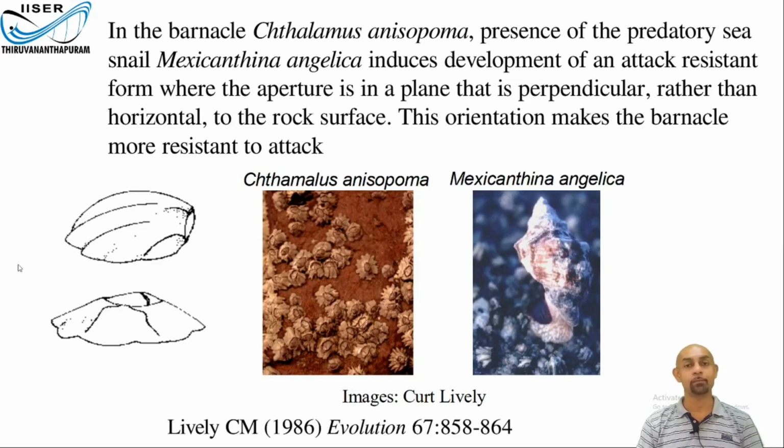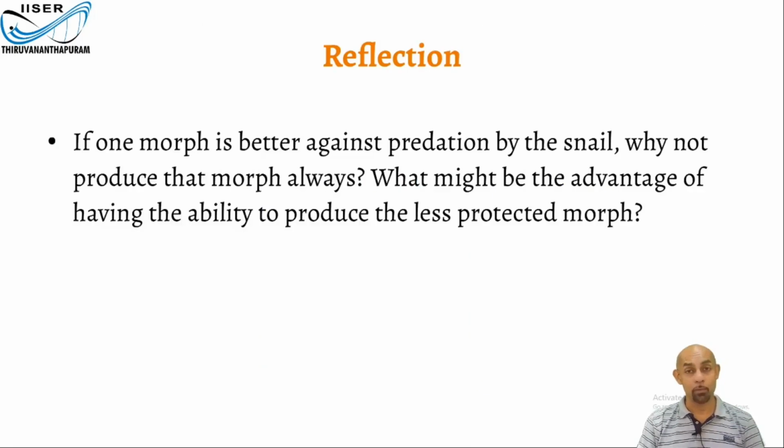Well, if there is protection against predation, well and good. If there are no predators in the waters, so what? What's the problem? Think about it. Why do you think the snail still has the ability to produce the less protected morph? What might be the evolutionary advantage of having that morph, rather, of having the ability to produce that morph?